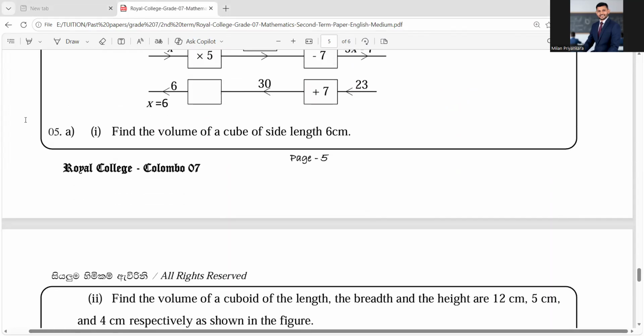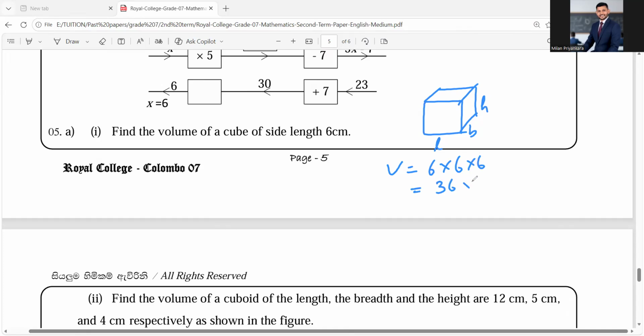Find the volume of a cube of side length 6 centimeters. If it is a cube or cuboid, volume is equal to length into breadth into height. Now all this length, breadth and height are 6. Because it is a cube, your volume is equal to 6 times 6 times 6. So 6 times 6 is 36. You have to again multiply by 6. 6 into 6 is 36. You write 6 here, and 3 carries. 6 into 3 is 18. 18 plus 3 is 21.